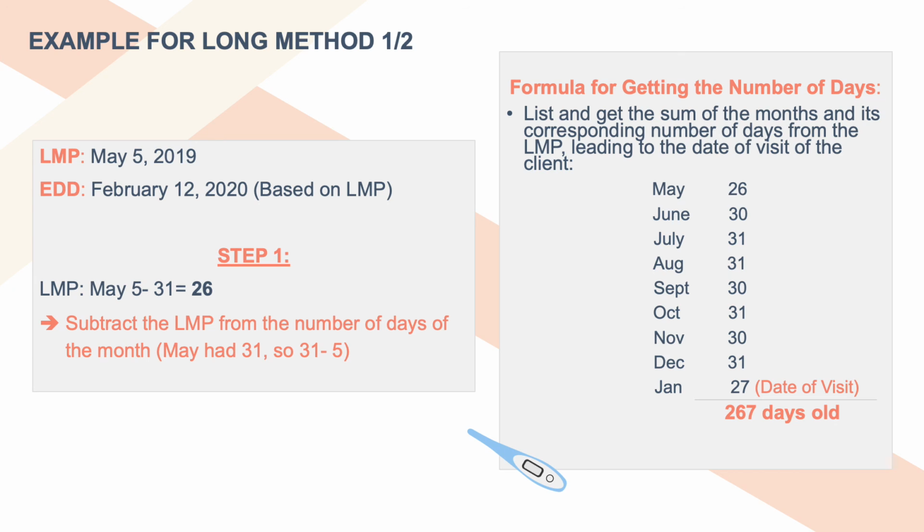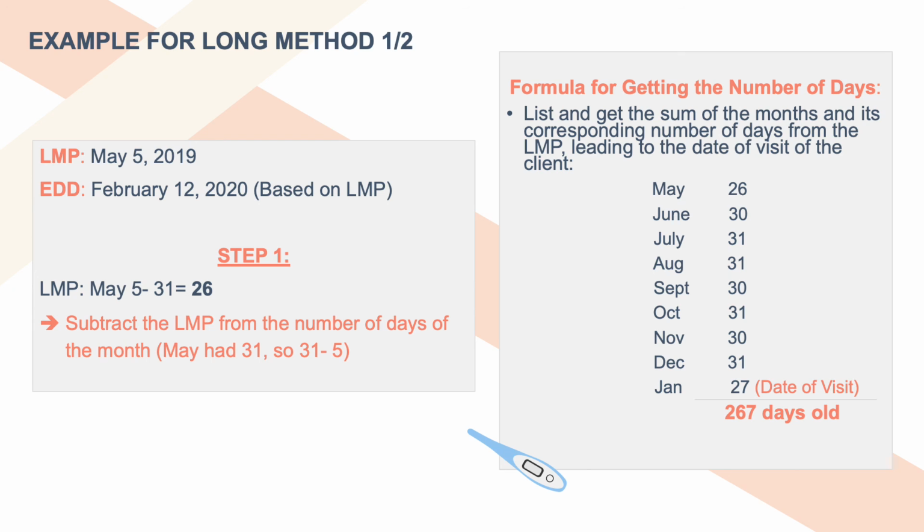And in starting the long method, we first utilize the LMP, which is May 5, and subtract the LMP from the number of days of the month, which in her case was May, and May had 31 days. So here we subtract 31 minus 5, which gives us 26. So in the long method, we have three separate solutions. First is having the formula for getting the number of days. Then we have a formula for getting the number of weeks. And lastly, we have a formula for getting the number of months.